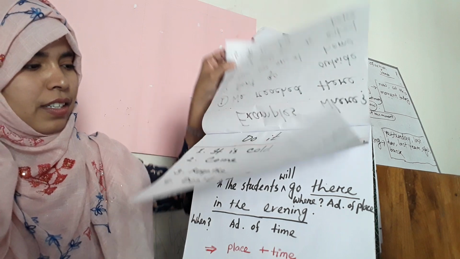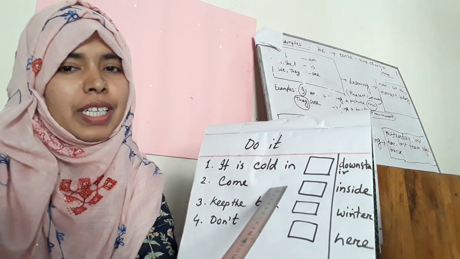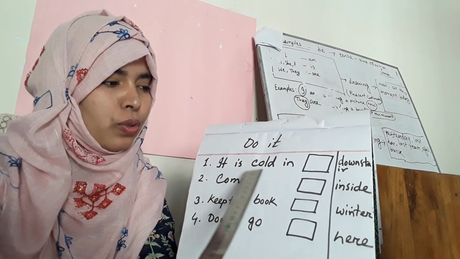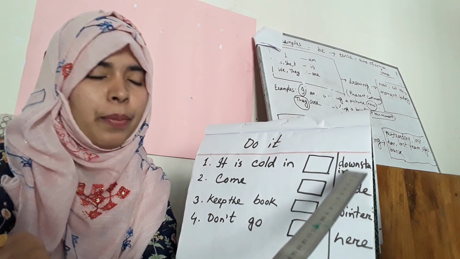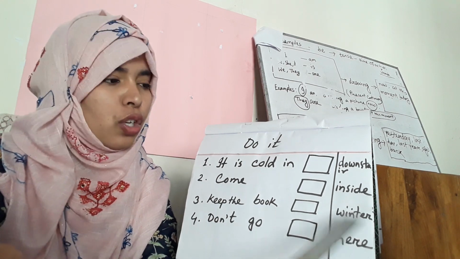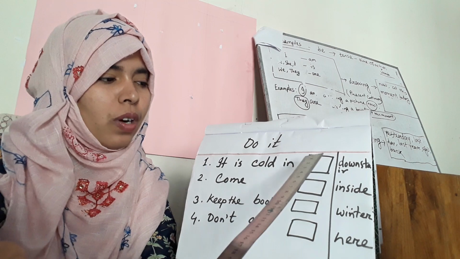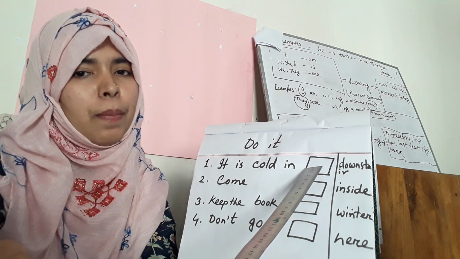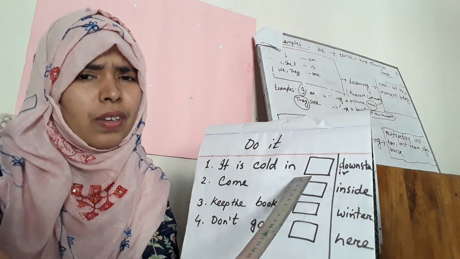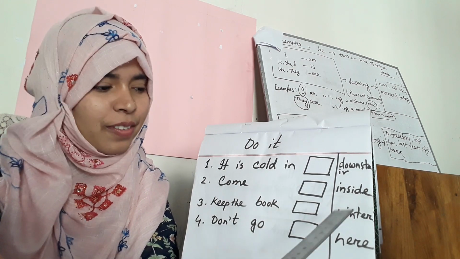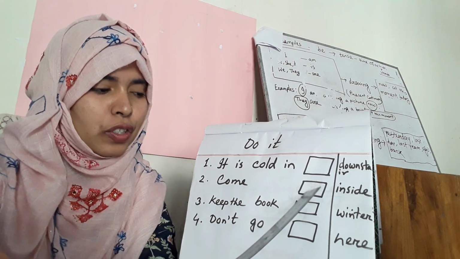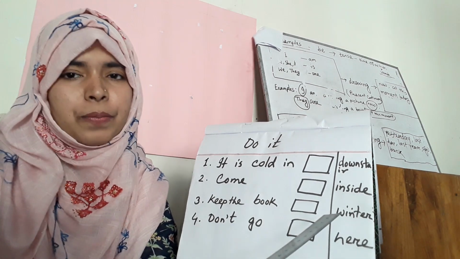Now let us see what to do. You have to do it at home. This is similar to the previous one. I have written these, and these are actually adverbs of place: downstairs, inside, winter, here. So you have to pick the right word and fill in the blanks. It is cold in when? Winter. So I have to pick winter and put it here. Fine. And like this you have to do the rest of the blanks.